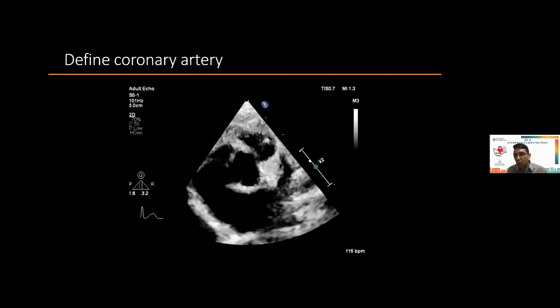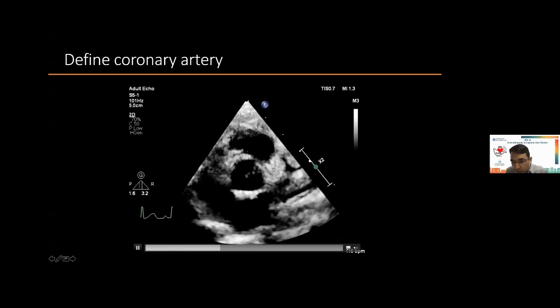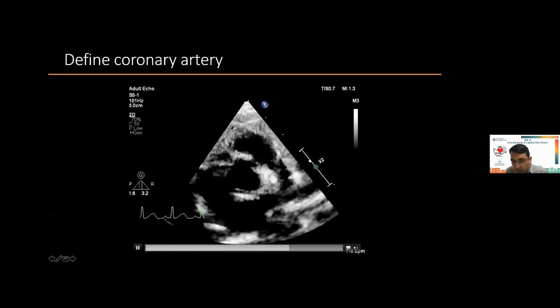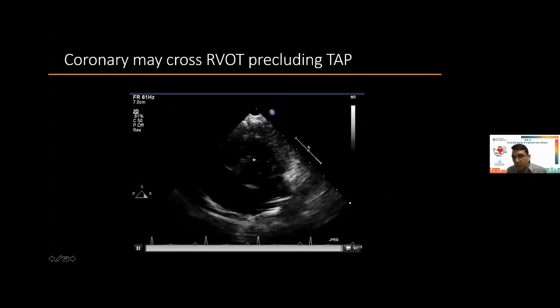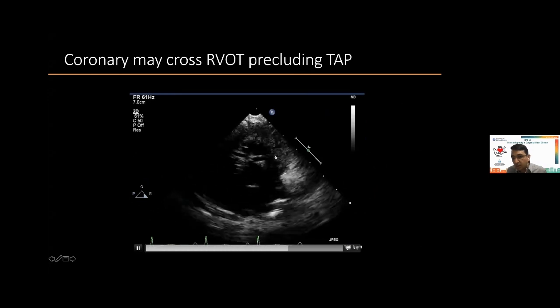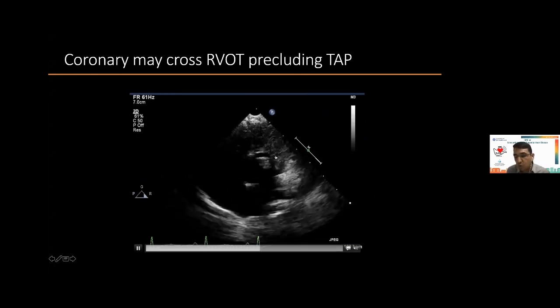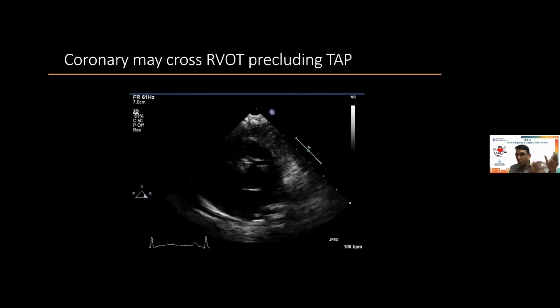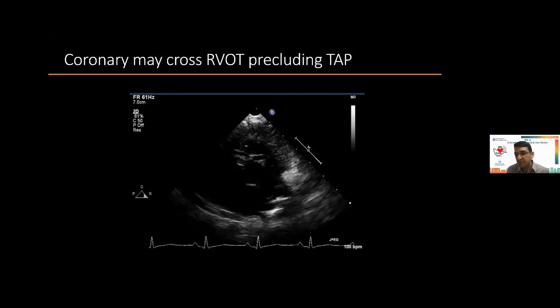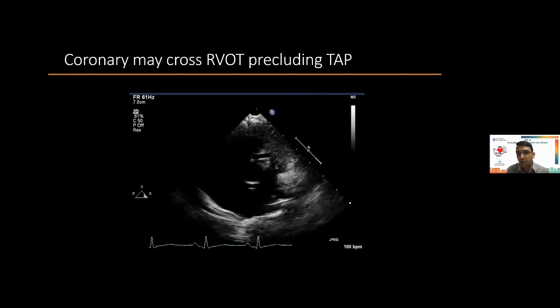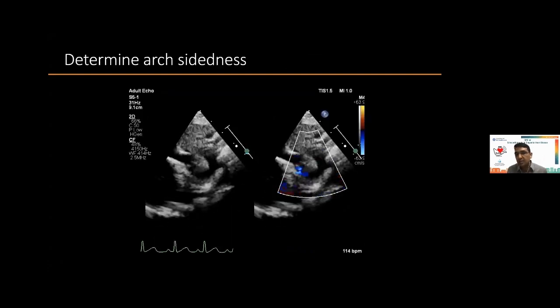Now, this is for coronary. If you are careful, then you can see that coronaries are normal in this case. But if it is abnormal, you would see something like this, where the coronary is crossing the RVOT, and this is a relative contraindication for transannular patch. Of course, not in this case, because this case has a good sized pulmonary valve annulus and would not be requiring a transannular patch. Then you look at the arch-sidedness.